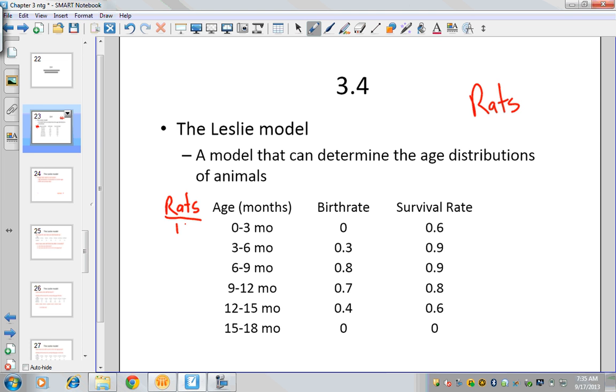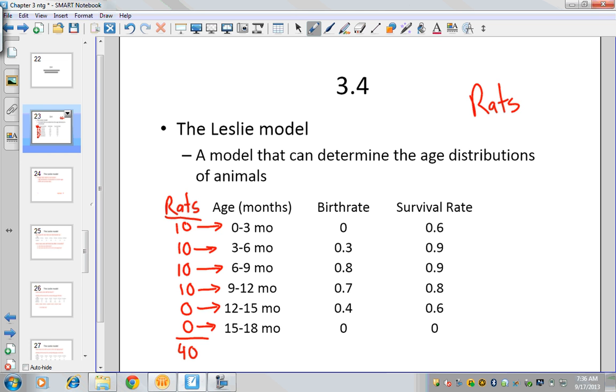Let's say we have 10 rat babies going into a certain cage. We're also going to put in 10 rats that are 3 to 6 months old, 10 more rats in the age group of 6 to 9 months, and 10 rats that are 9 to 12 months old. We don't have any rats that are 12 to 15 or 15 to 18 months. So we have a total of 40 rats in a particular cage. Of course, I'm making the cage up, but I'm trying to set up the problem here.